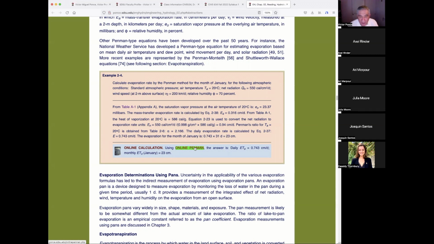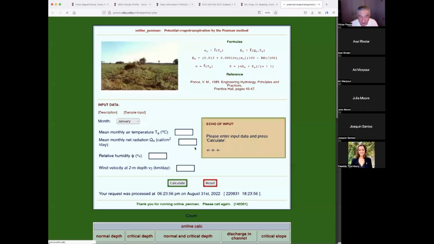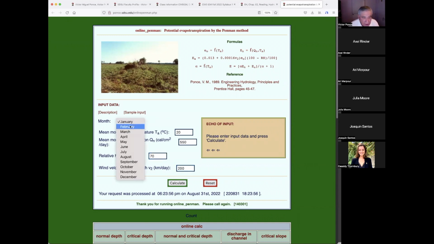So it's 20, 550, 200 kilometers, and the relative humidity is 70. This is reversed in here for some reason. And the wind velocity is 200. I should have put it in order. And the month is January. Okay.